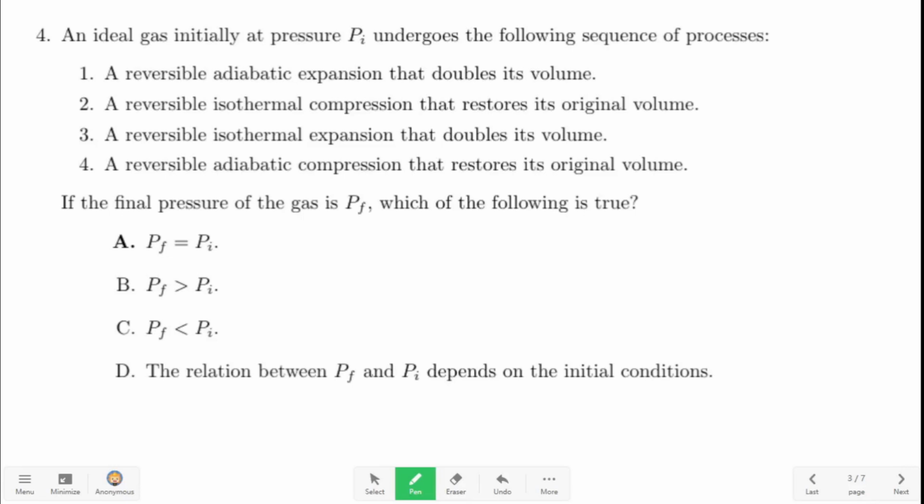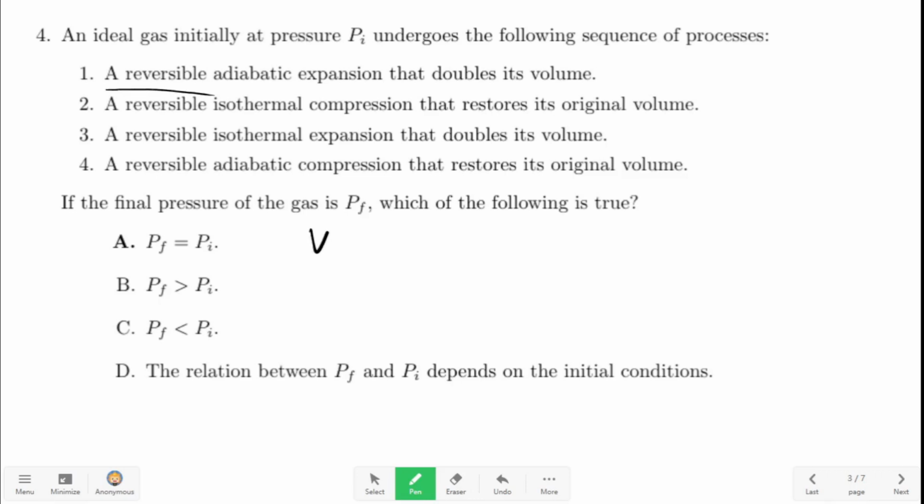Here is a question from JEST 2024, where we are given an ideal gas which is undergoing a sequence of processes. We have to identify the correct relation between initial pressure and final pressure of the gas. So the first process the ideal gas undergoes is a reversible adiabatic expansion that doubles its volume.